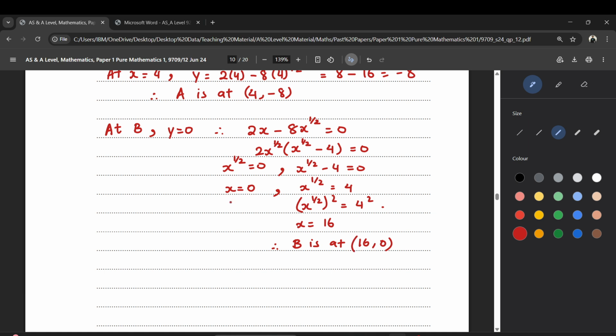Now, why can this not be the correct one? Because it says that B lies on the positive x-axis. So it cannot lie on the origin then. All right, so this is going to be my answer.